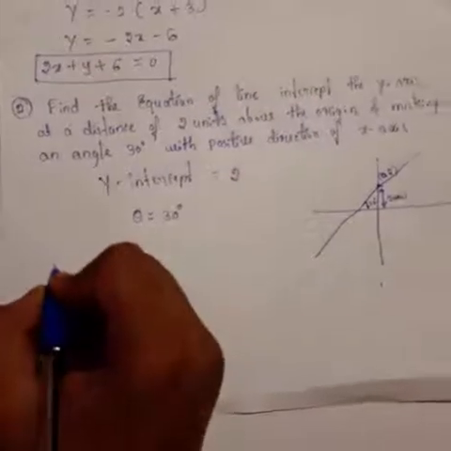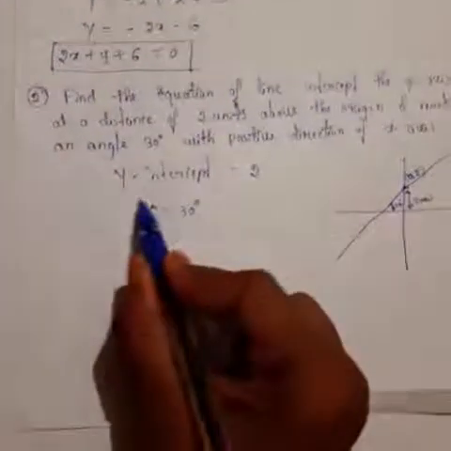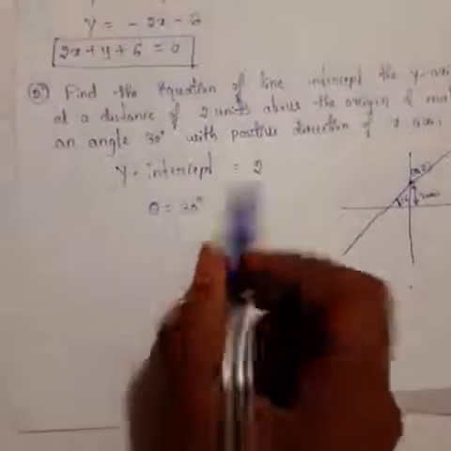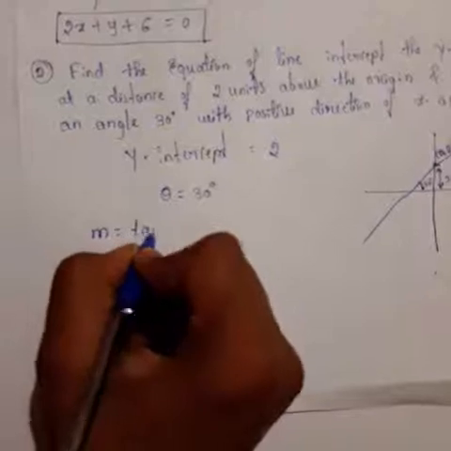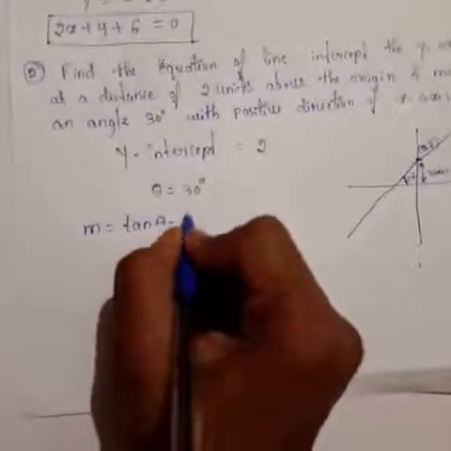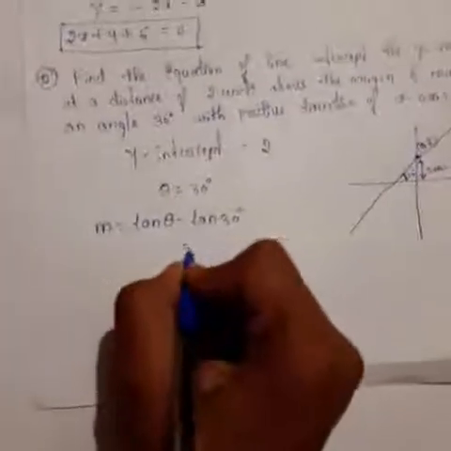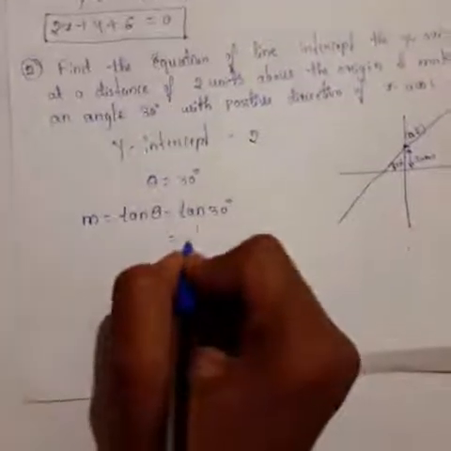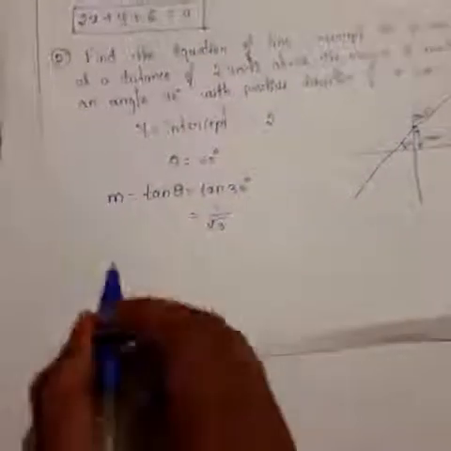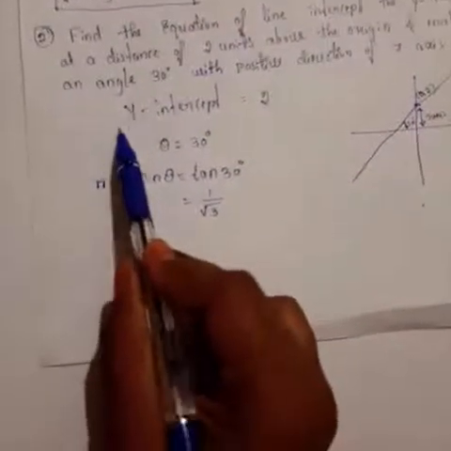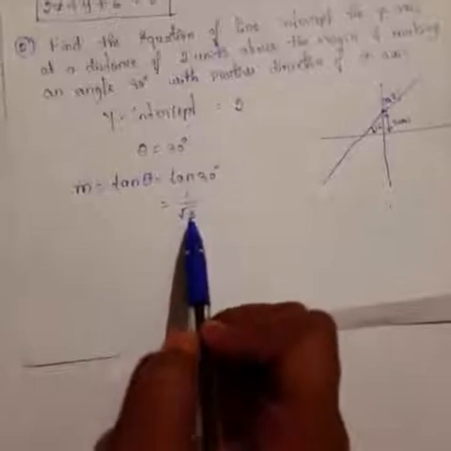But we have to find the equation of the line, which means we need the slope. Using this angle, first we have to find the slope. How to find the slope? By the definition of slope, m equals tan theta. Here the angle is 30 degrees, and you all know that tan 30 is 1 by root 3. Using the angle, we got the slope equal to 1 by root 3.